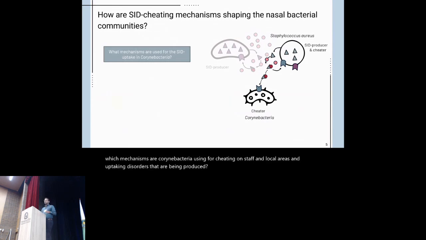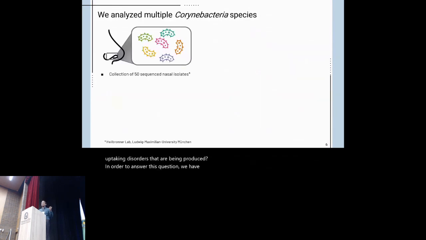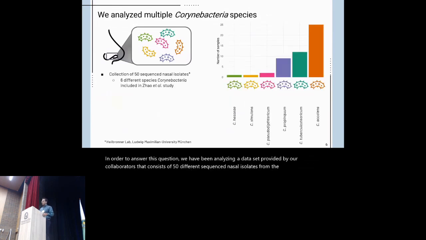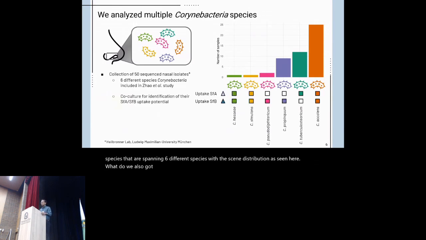In order to answer this question, we have been analyzing a data set provided by our collaborators that consists of 50 different sequenced nasal isolates from Corynebacteria species, spanning 6 different species, with the gene distribution as seen here. What we also got was metadata on whether these species are able to steal either SFA, SFB, or both of them, as you can see here.